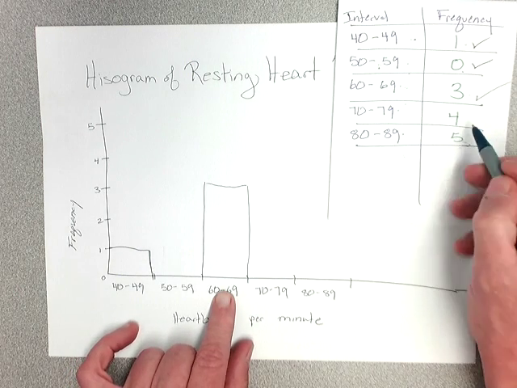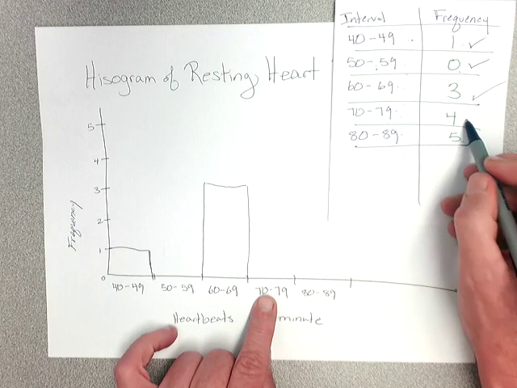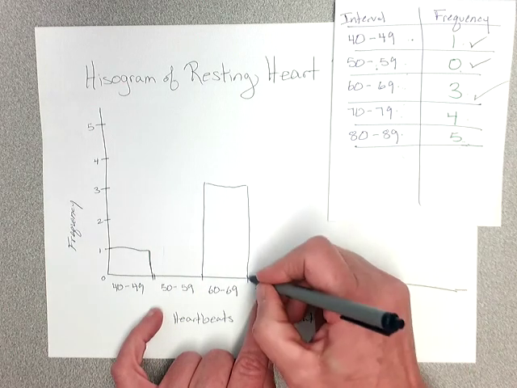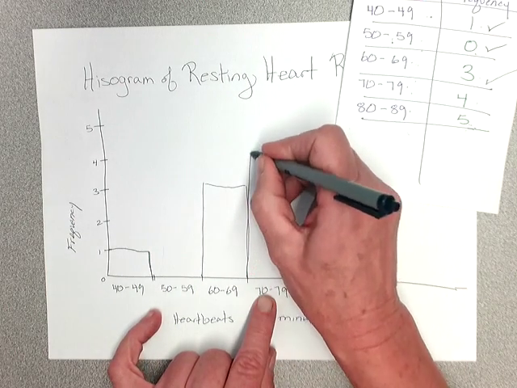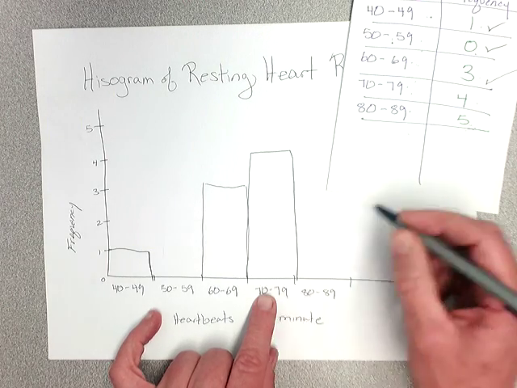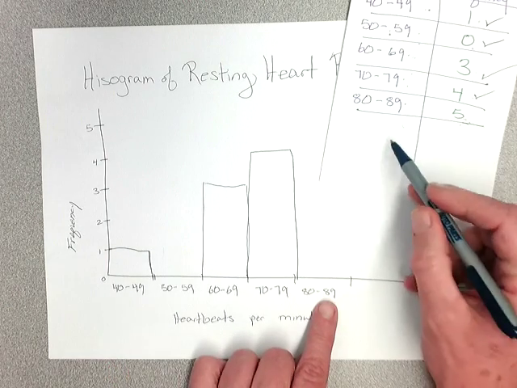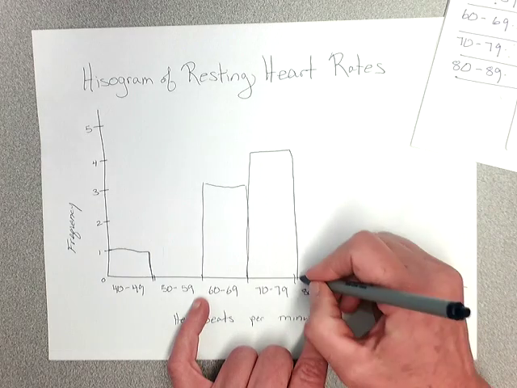Next group, 70 to 79. Find how many, and that'll tell me how high I need to come on my chart. Bam. Check that one off. And the last group needs to come all the way up to the 5.